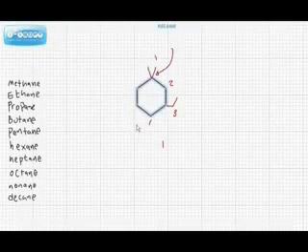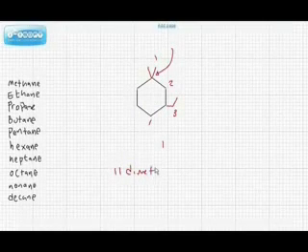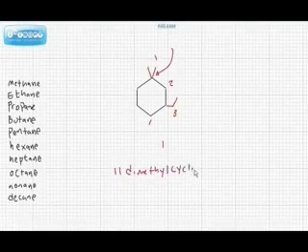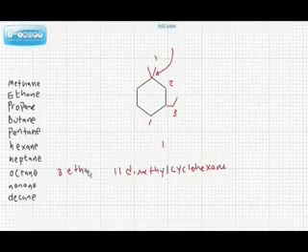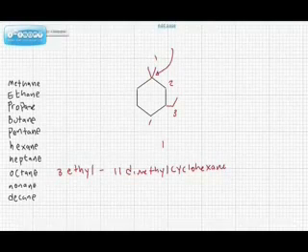So this compound would be named 1,1-dimethyl cyclohexane with a 3-ethyl in the beginning. So the total name of this molecule would be 3-ethyl-1,1-dimethyl cyclohexane.